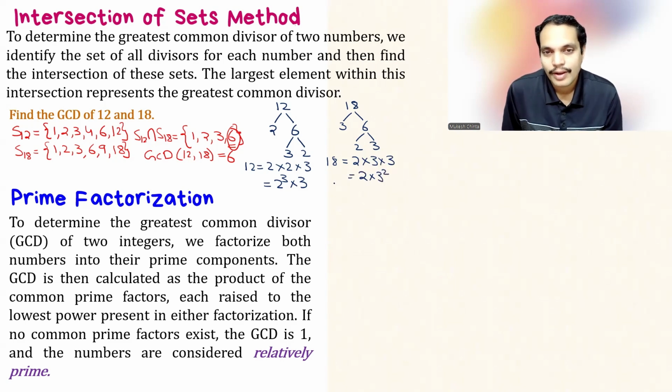Now, what are the common factors in both, 2 and 3? And what it says is you have to calculate the GCD as the product of the common prime factors, each raised to the lowest power present. That means, what is the lowest power present in these two for 2? 1. So, 2. What is the lowest power present for 3 and 3 square? 1. So, 3. The GCD is calculated as 2 into 3, that is equal to 6, which is the same answer that we got here, isn't it?